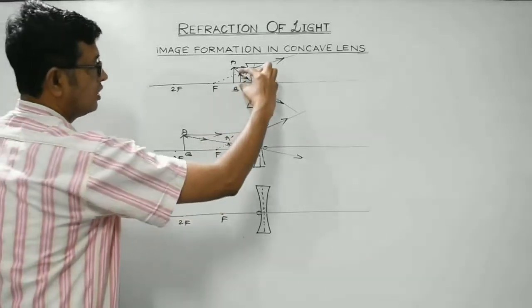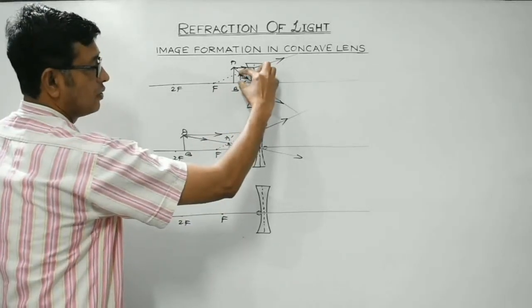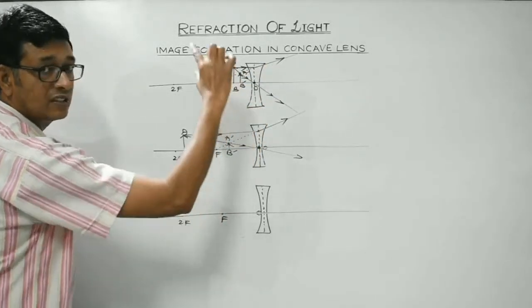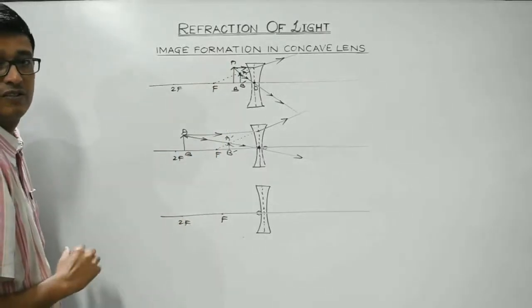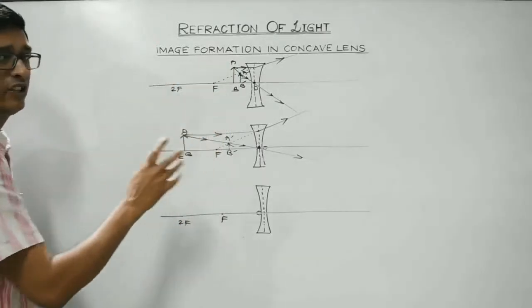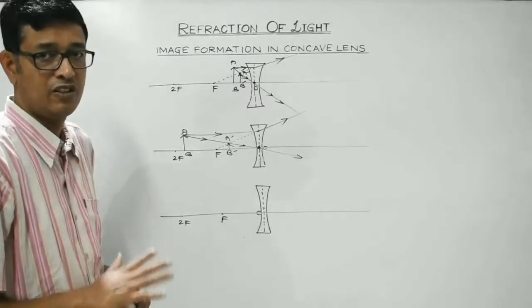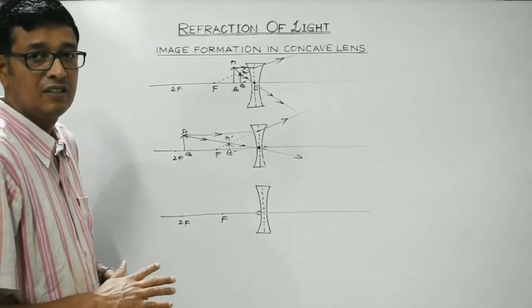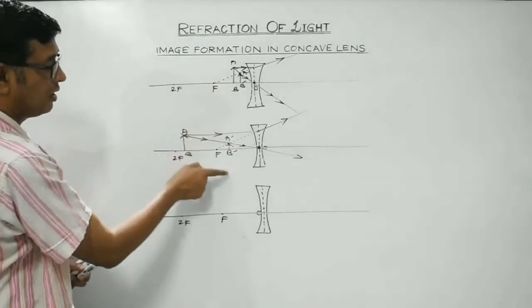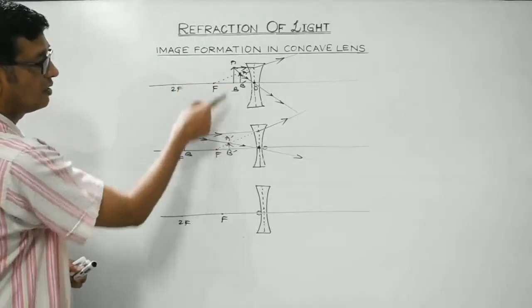And observe the size of the image. Earlier the size of the image was larger, and now the size of the image is smaller. Right? In both the cases, the nature of the image will remain the same. It will be virtual, erect, diminished. But there will be a difference in the position of the image as well as in the size of the image.